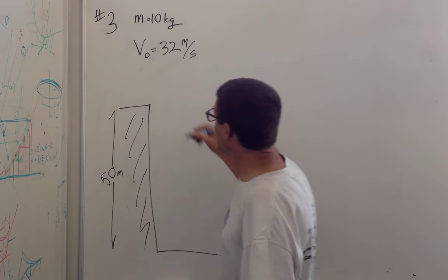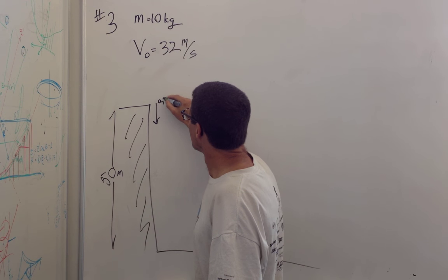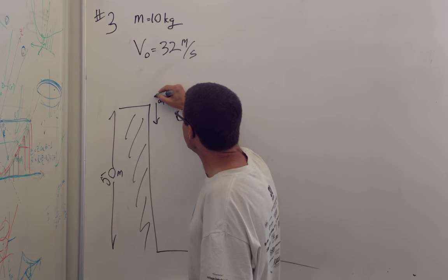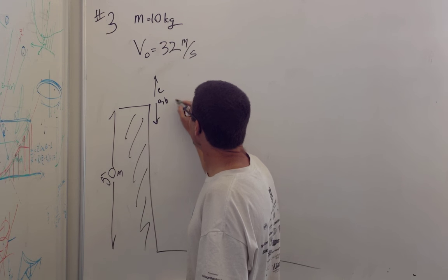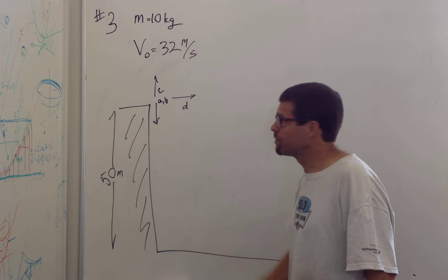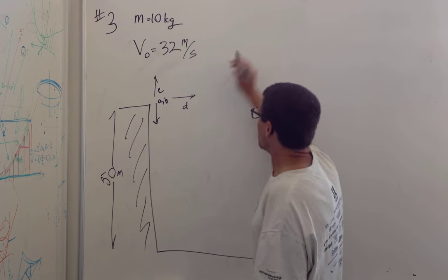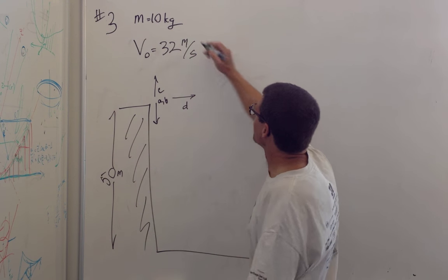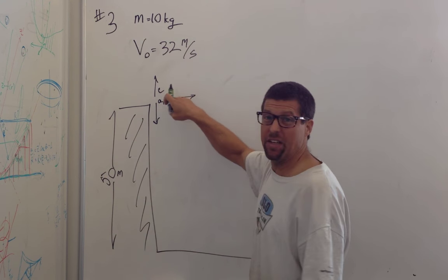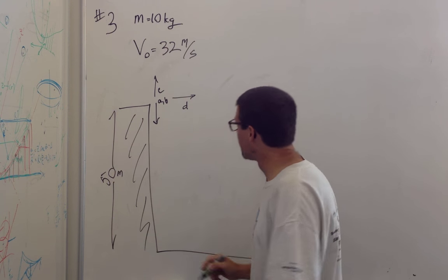And the different scenarios for A and B, the initial velocity is down. For C, the initial velocity is up. And for D, the initial velocity is horizontal. The easiest way to solve all of these is the same. We can see this is an energy problem because I know the mass, I can find the initial kinetic energy and potential energy, and I want to find the final velocity.